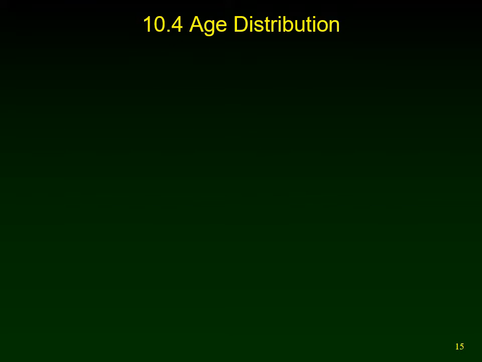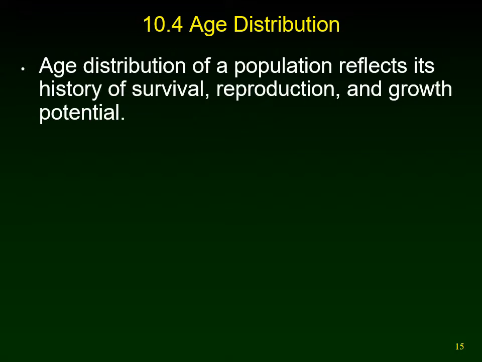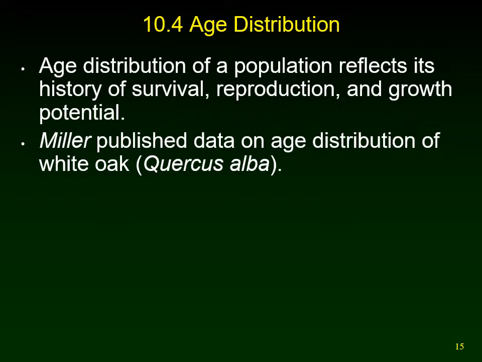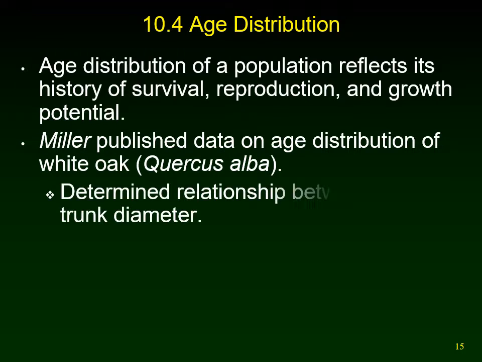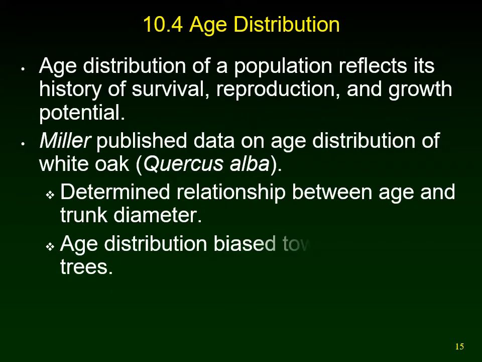Section 10.4 looks at age distribution. Studying factors like how well an organism is able to survive, reproduce, and how quickly it can grow gives us an idea of how the population numbers will look in the future. A study by Miller looked at age distribution in white oak, and they looked at the relationship between age and trunk diameter to age the trees.